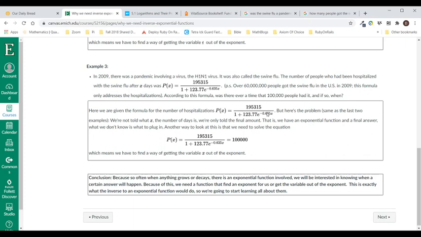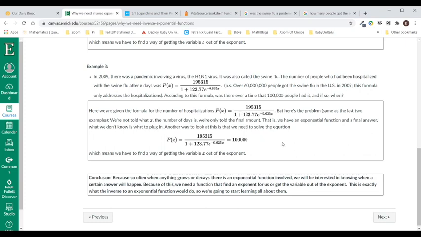Anyways, according to this formula, was there ever a time that 100,000 people had been hospitalized with it? And if so, when? Okay, we're going to go through the same sort of procedure we went through before. Here we're given the formula for the number of hospitalizations. That's great. But here's the problem. We're not told what x to plug in. We want to know when the final amount was equal to 100,000, so we're asking for the x. That is, we have an exponential function involved. It's in the bottom of a fraction. It's easy to get out of the bottom of the fraction. It's not easy to get the x out of the exponent. Anyways, we're asked to solve this equation, which means in the end, we're going to have to find a way of getting the variable x out of the exponent.